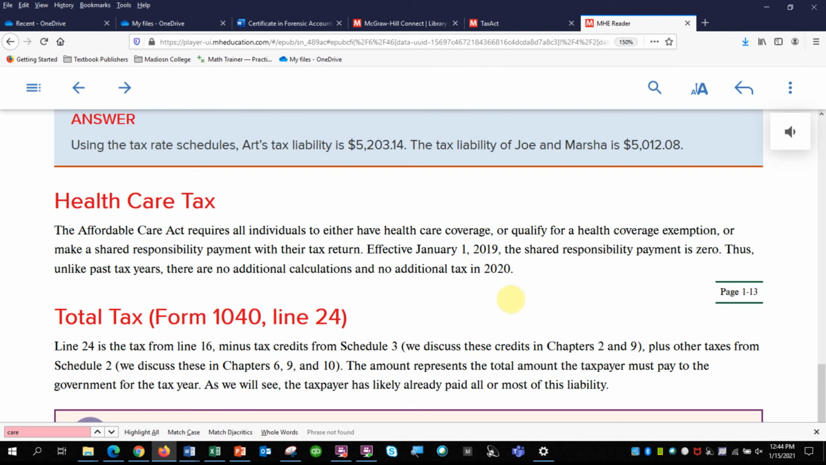There are no additional calculations and no additional tax, though, on 2020 for the amount you may have received under the Health Care Act. So in other words, they're not going to punish you for the benefit that they sent to you. If you received $1,200, for example, last year, then they're not asking you to pay taxes on that.